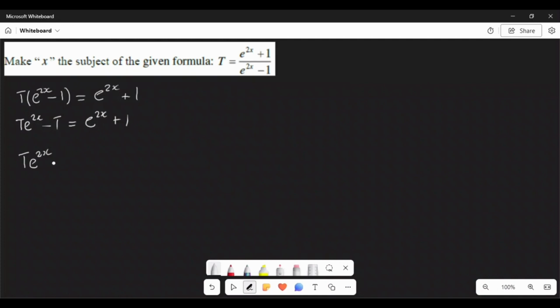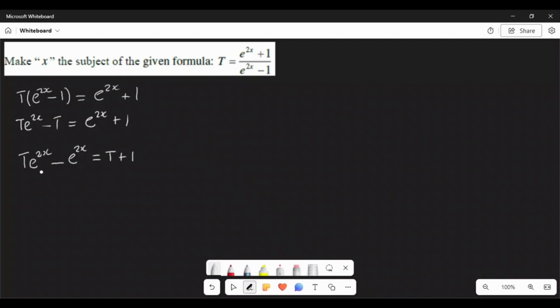So it's going to change the sign. It's going to be negative e to the power of 2x, then is equal to, so we also transpose this t to the right hand side. It's going to be positive t, in fact, since it was negative, plus 1. So this is basically how it looks like.